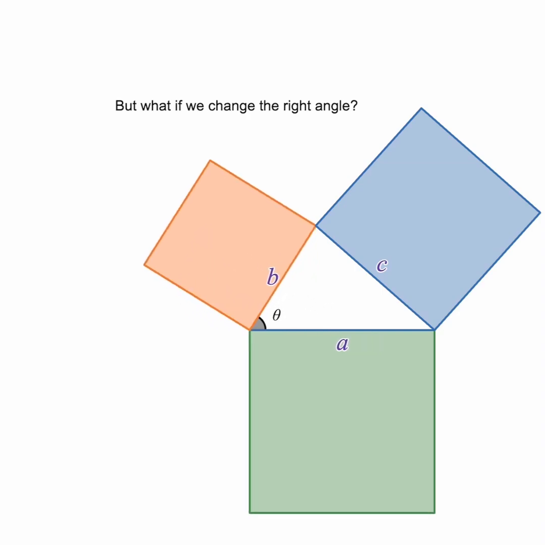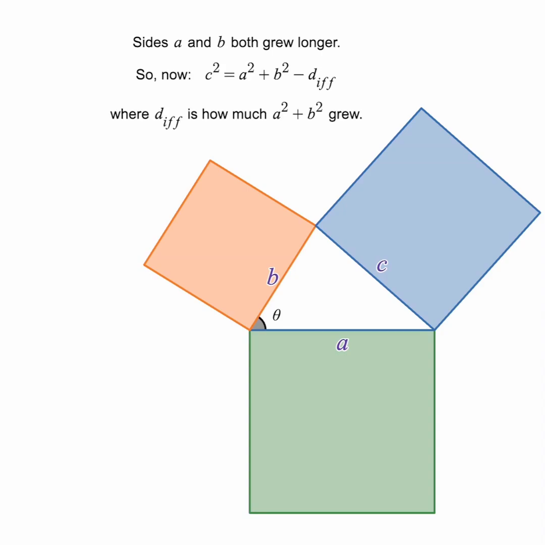Okay, so there they are growing. Well, now, because they grew longer, c squared is not a squared plus b squared anymore, right? It's not as big. We have to subtract off this difference term. The difference is how much a squared and b squared grew. Well, let's take a look at how much they did grow. We'll have a look at b squared first.